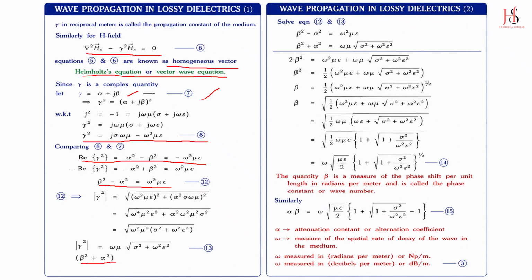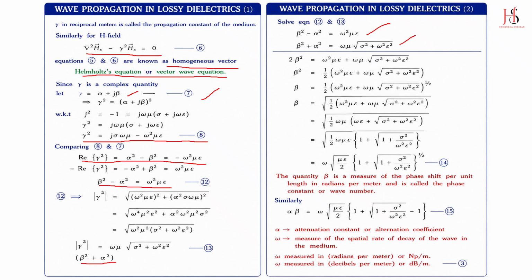So now we have two equations. One is the 12th equation, where you have beta square minus alpha square is equal to omega square mu epsilon, and you have the 13th equation, beta square plus alpha square is equal to omega mu square root of sigma square plus omega square epsilon square. So we'll take these two equations, equation 12 and equation 14.